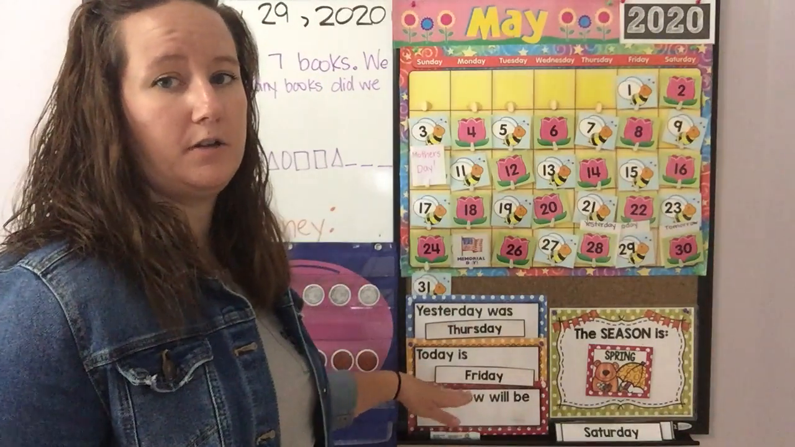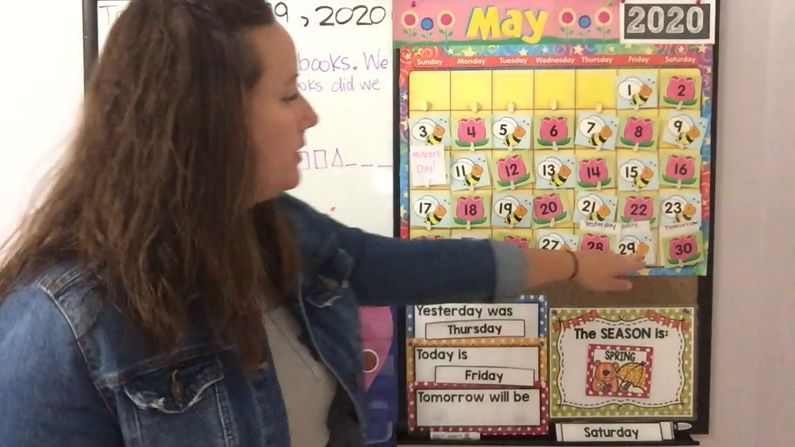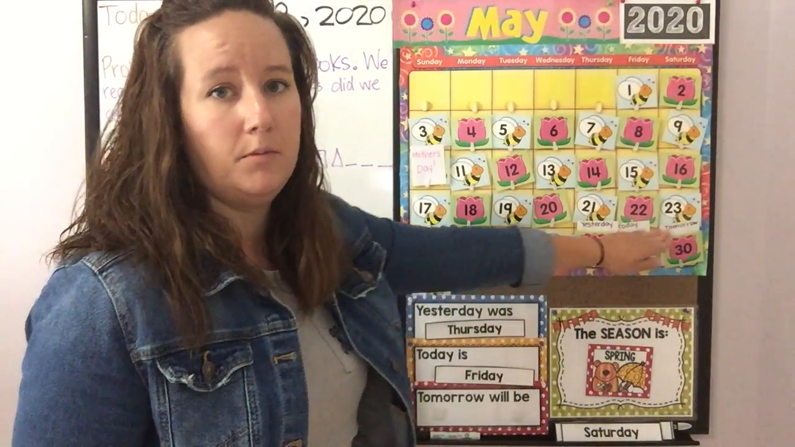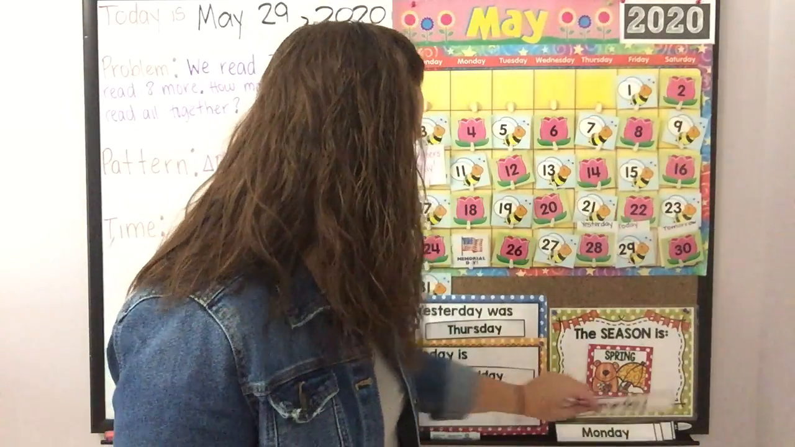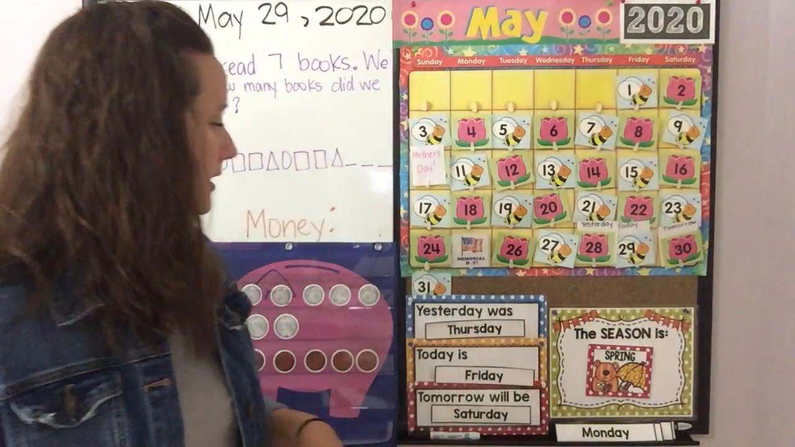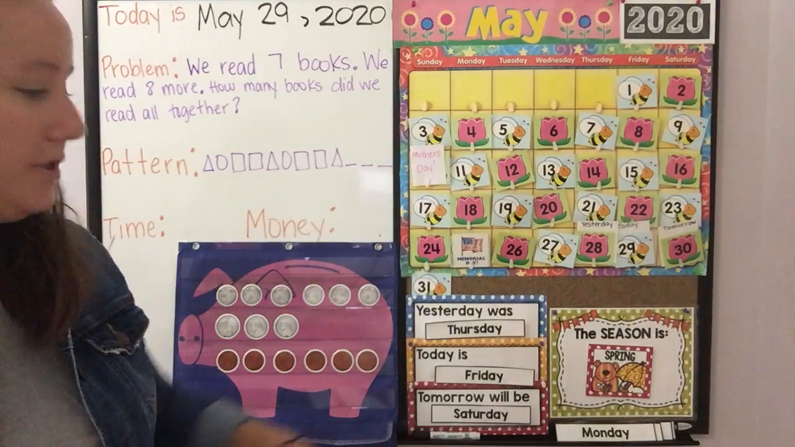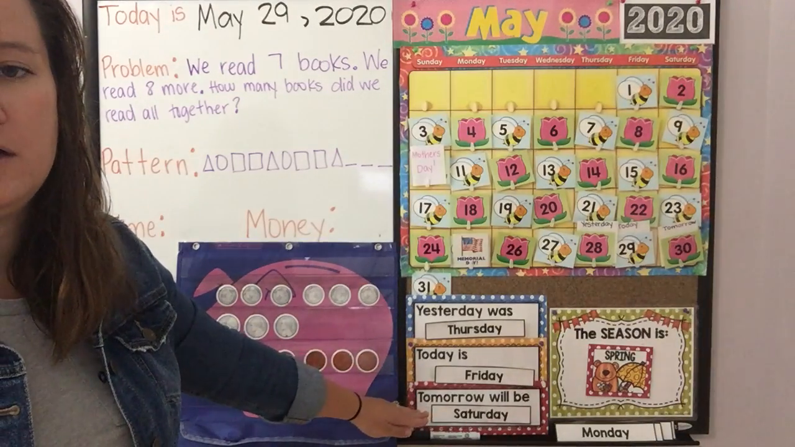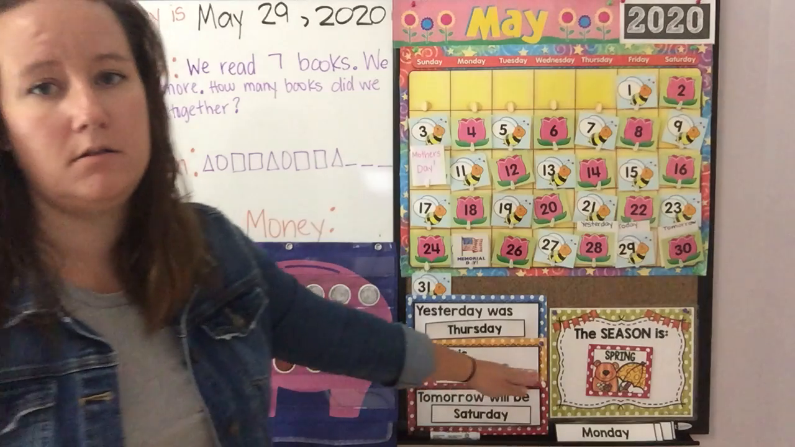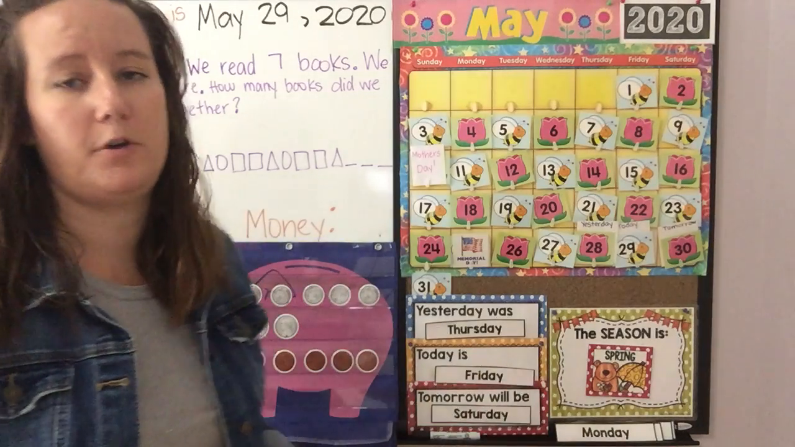And if we want to figure out tomorrow, we're going to go forward a day. So here's today again, 29. We hop forward one day. Tomorrow will be Saturday. Very good. All right, so let's read all three and our season. Yesterday was Thursday. Today is Friday. Tomorrow will be Saturday. The season is spring.